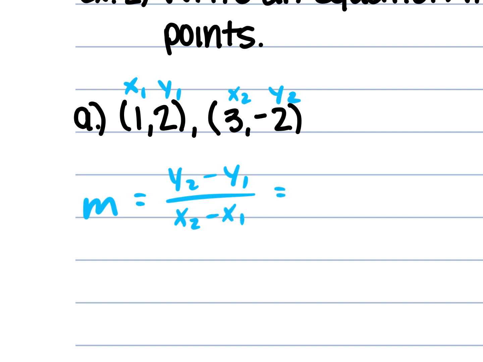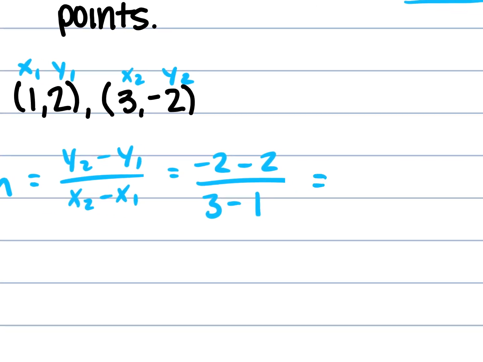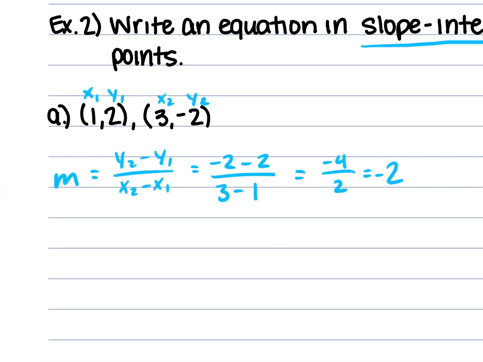We plug in everything we have. So that would be negative 2 minus 2 over 3 minus 1. What is negative 2 minus 2? Negative 4. And 3 minus 1? 2. Can I simplify negative 4 over 2? Yes. To what? Negative 2. So my slope is negative 2.